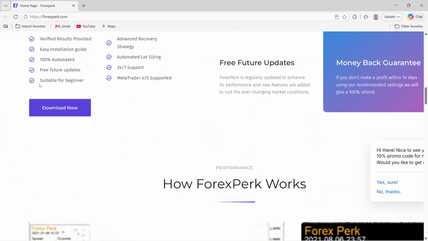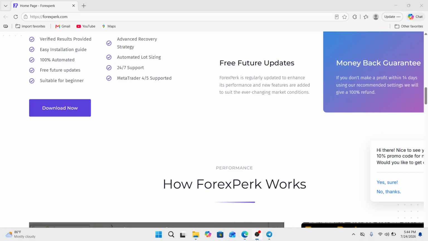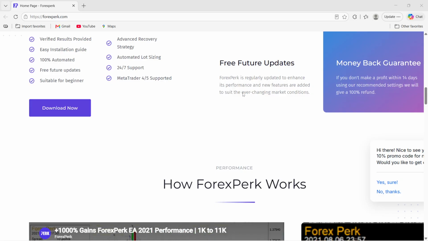Remember that it's probably advisable that you download and test the EA properly on a demo account before using it on a live account.